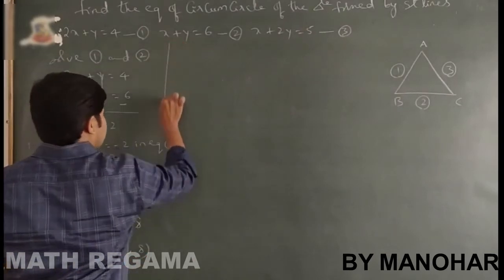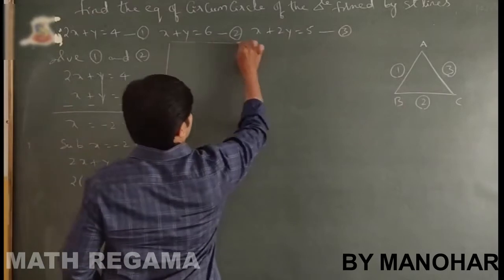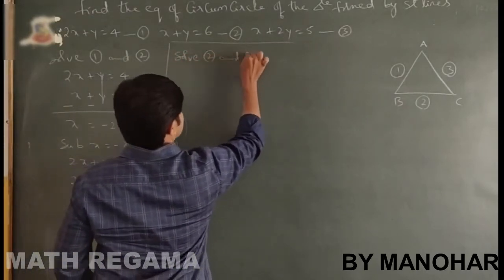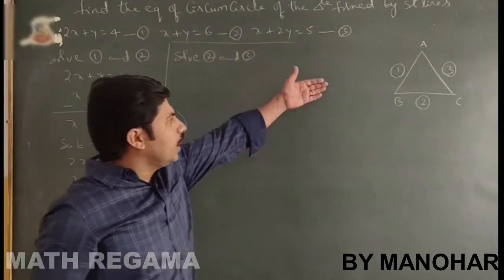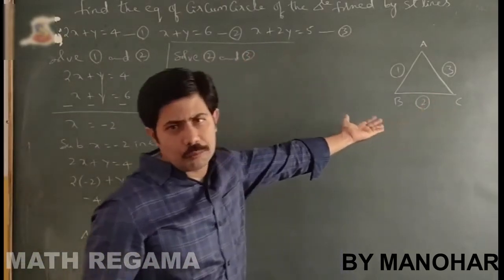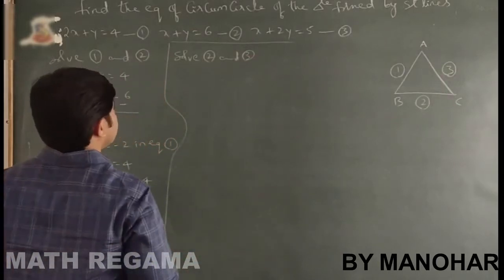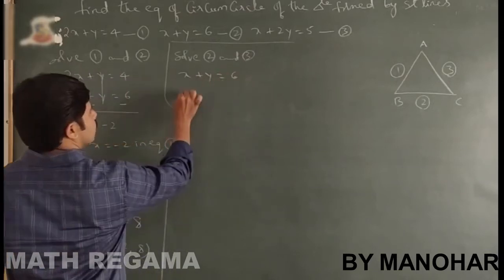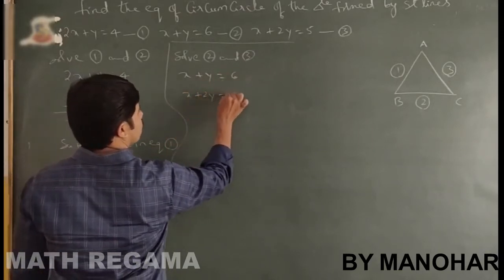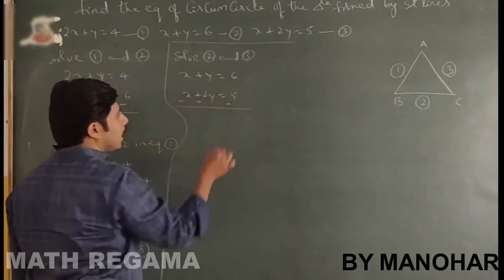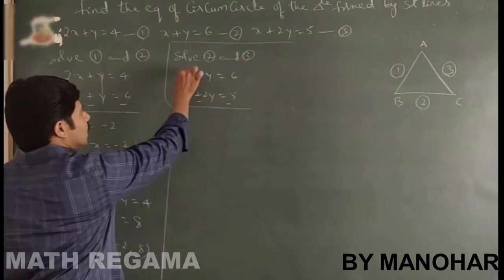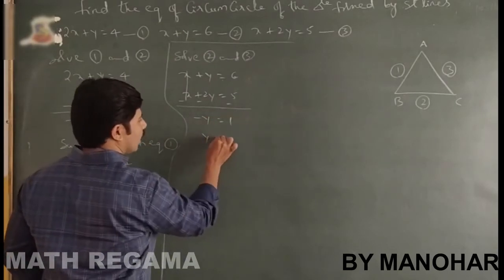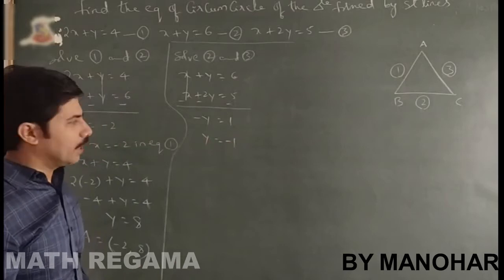After that, we solve 2 and 3. We solved 1 and 2. Now we will solve 2 and 3 to get one more point. So 2 and 3: x plus y is equal to 6, then x plus 2y is equal to 5. We are eliminating x. Clearly we can eliminate x. Plus x minus x cancel. So minus y is equal to 1, so y is equal to minus 1.